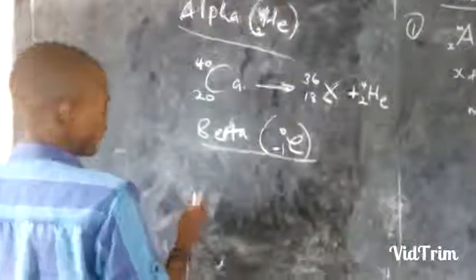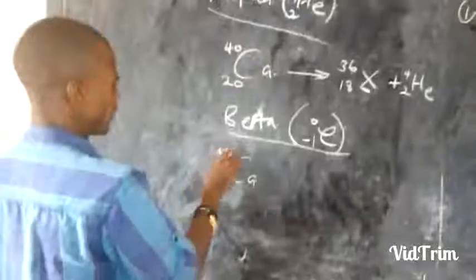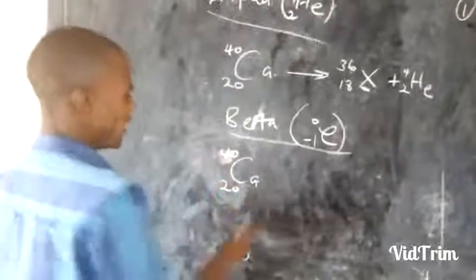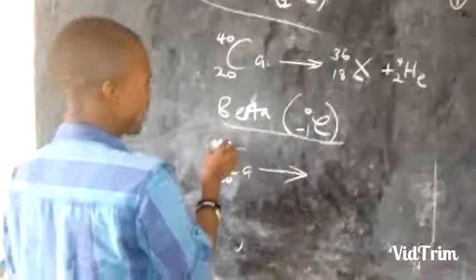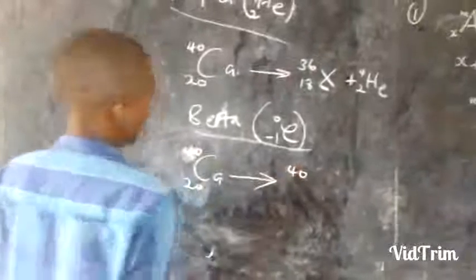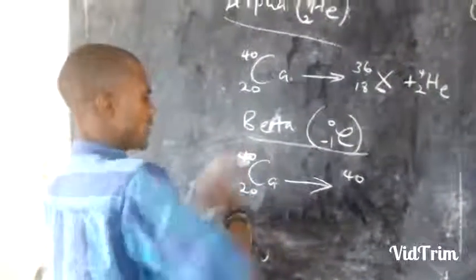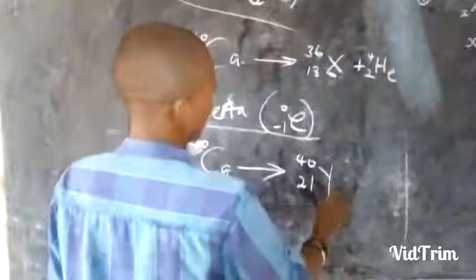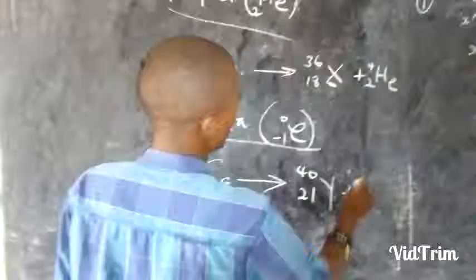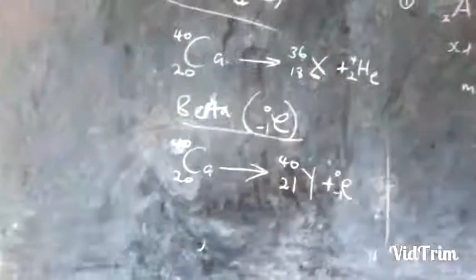For instance, if we have the same calcium, the mass number is 40, the atomic number 20. When this one undergoes beta particle radiation, the mass number remains the same. The same 40 we have here is the same 40 that comes here. Now the atomic number will increase by 1. If 20 is increased by 1, it is 20 plus 1, that becomes 21. Any element, let us say y, plus the symbol here, 0, minus 1. That is how beta particle is related.